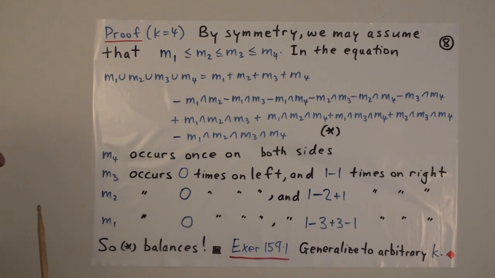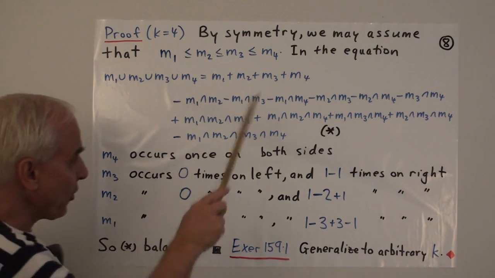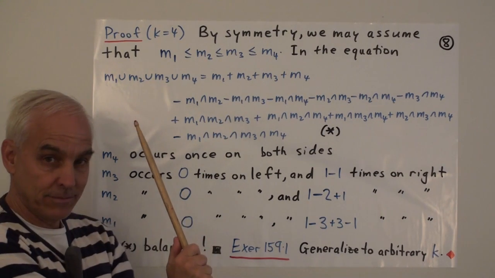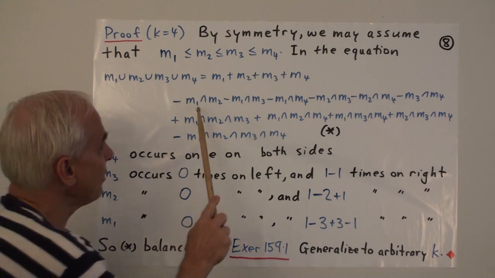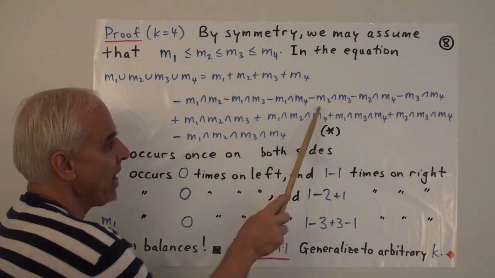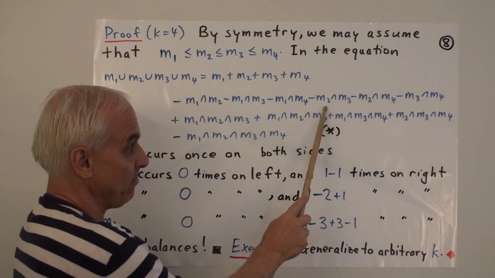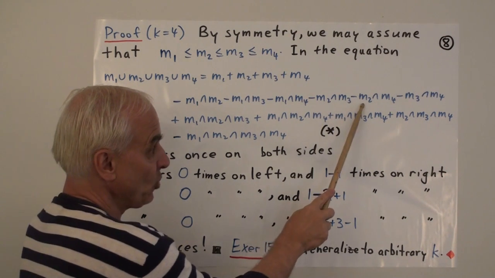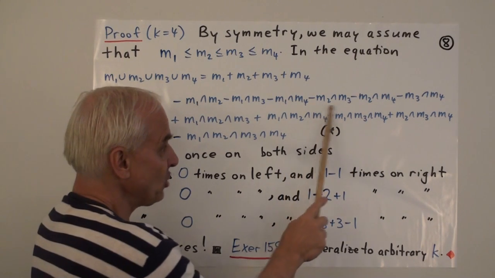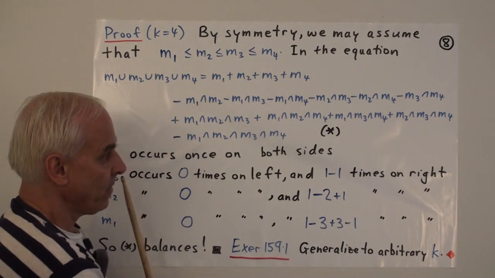How about the m2s? m2 occurs 0 times on the left. How many times does it occur on the right? It occurs once right there. And how many m2s are going to occur here? Well, m2 intersect m3, that's going to evaluate to m2, because m3 is bigger than or equal to m2. m2 intersect m4 is going to also evaluate to m2. So there's going to be 2 occurrences of m2 coming from these 2 terms.